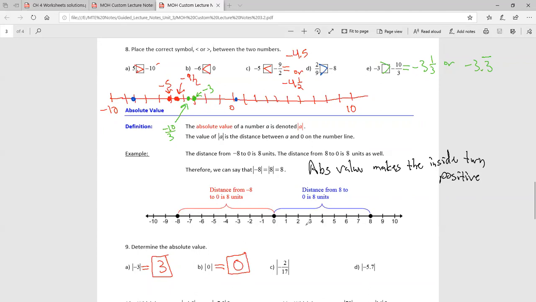The absolute value of -2/17, well, since the inside has a negative, we're just going to throw it in the trash can, and then we get rid of the absolute value symbol. The absolute value of -2/17 is +2/17. The absolute value of -5.7, it doesn't matter if these are fractions or decimals, the absolute value just gets rid of the negative inside, if there is one. If there isn't one, do not put one in there, you just leave it gone.